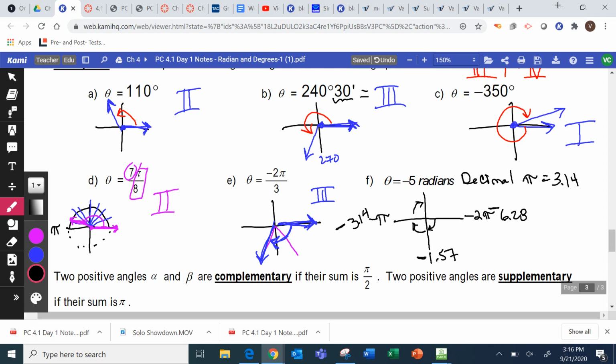If I went to this axis, the positive y-axis, that would be negative 4.71. So once I have those values in there, now I can figure out that negative 5 is going to be about here. And it's going to rotate this way around. And that is the first quadrant.